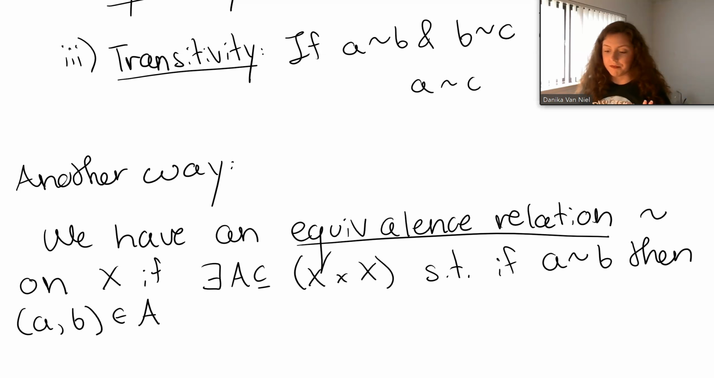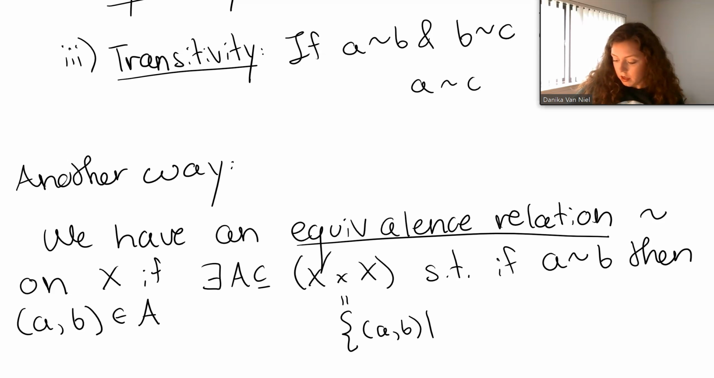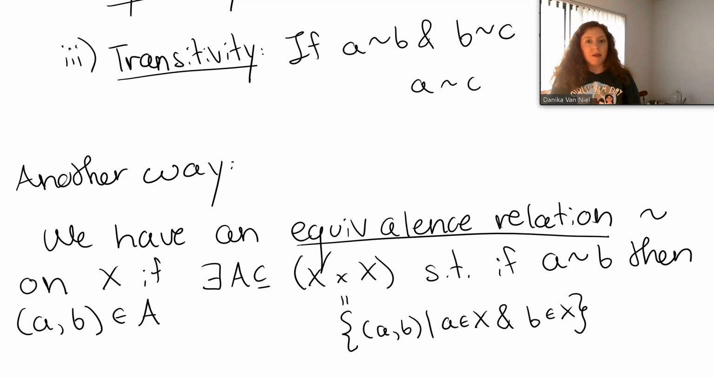So my other way: another way to say this is we have an equivalence relation twiddle on our set X if there exists a subset A in the Cartesian product X cross X. Remember, Cartesian products give us ordered pairs. Let's go over the definition again: (a, b) such that a is in X and b is in X. The first Cartesian product you probably ever learned was the real plane, the reals cross the reals. Remember, order matters in an ordered pair.